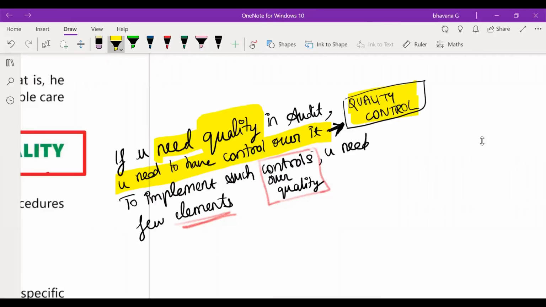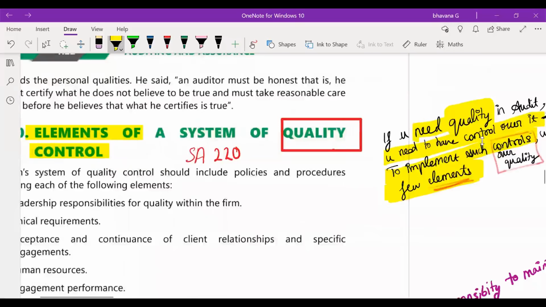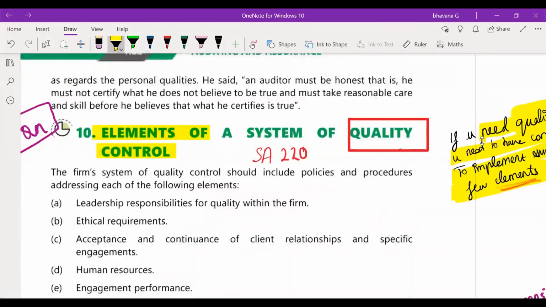This is quality control. So if you want to implement the quality controls, you need to take a few elements into consideration. First, whenever you audit, you need quality. To maintain that quality, you will need some controls which are known as quality controls. Now, to implement such quality controls, you will need to take into consideration a few elements. What such elements are is what we are going to see here. That is the meaning of the topic: elements of a system of quality control.